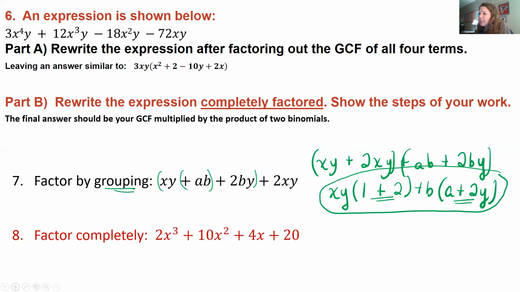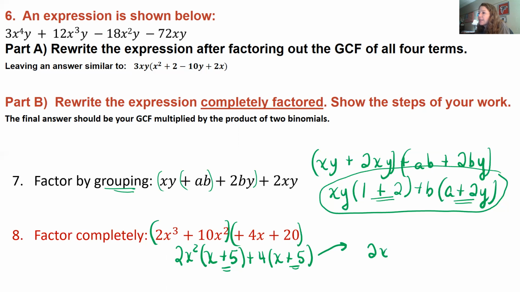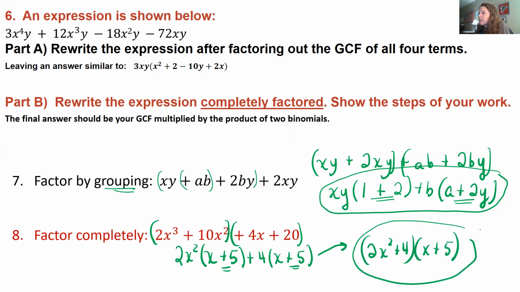All right, let's look at number 8. We're going to factor completely. So let's group these. So what can I divide out of both of these terms? I could pull out a 2x squared, and I would end up with x plus 5. And then here I could pull out a positive 4, and 4x divided by 4 is x. And now this time we do have matching parentheses, don't we? So what would my final answer be? My final answer is 2x squared plus 4 times x plus 5. So that one worked out. The first one didn't.